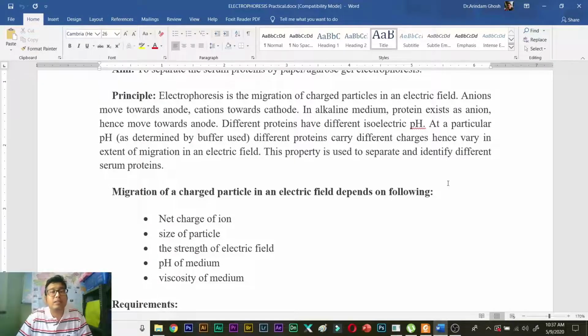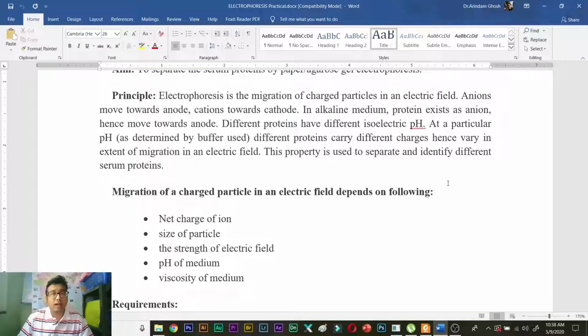Different proteins have different isoelectric pH. What is isoelectric pH? A particular pH at which the protein will have no net electric charge. If we calculate the buffer in such a way that it matches the isoelectric pH of the protein, then at that pH different proteins will carry different charge. Some protein which matches exactly with the isoelectric pH will have no charge, while some other protein, depending on the pH, will carry different amounts of charge.